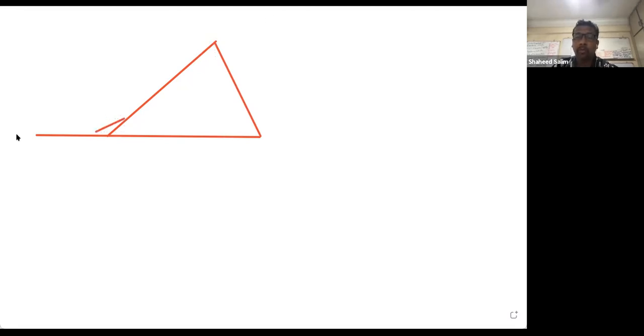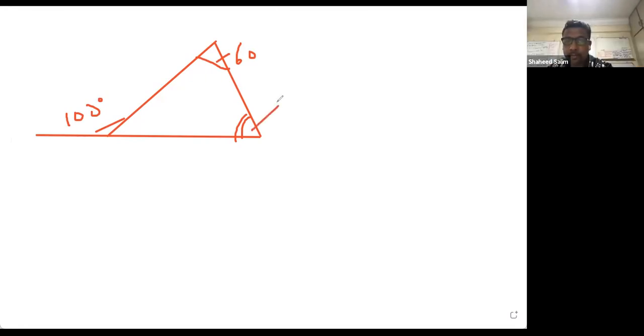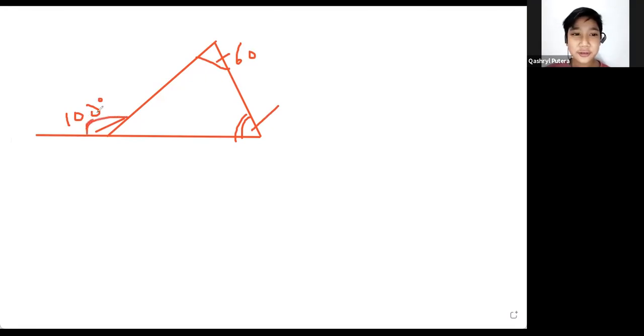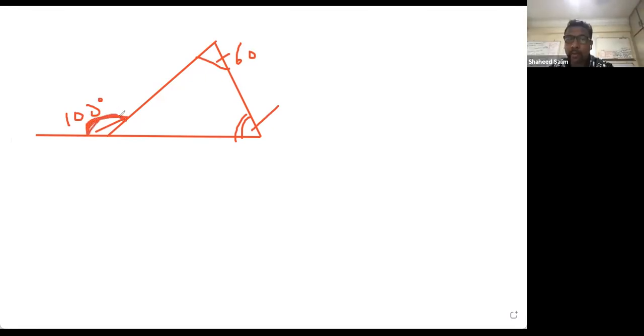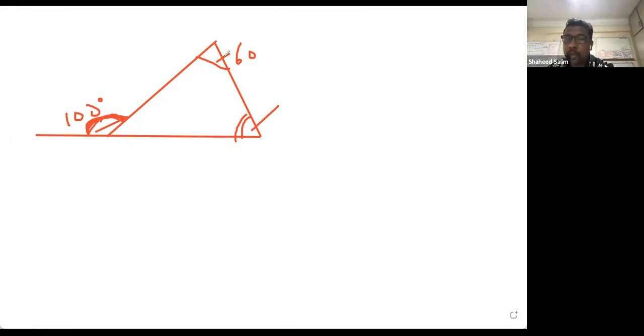And I want you to be able to solve now, 100 degrees. This one now is 60 degrees. Can you tell me what is this? Immediately. One step. Anyone? Just say it out. 50. Not 50. No, remember the sec2 method or sec1 method. Exterior angle. Not 80. These two are 20.